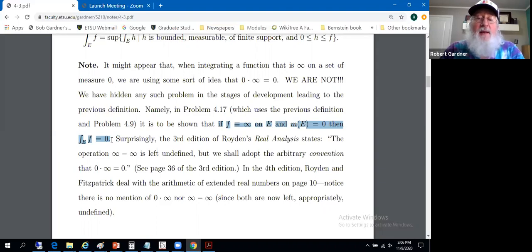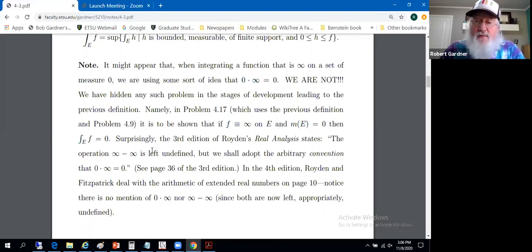That's established using the previous definition, the definition at the top of this page. So it comes out of the definitions that specifically a function that's infinity on a set of measure 0 has an integral which is 0. It doesn't come from some weird thing like this.